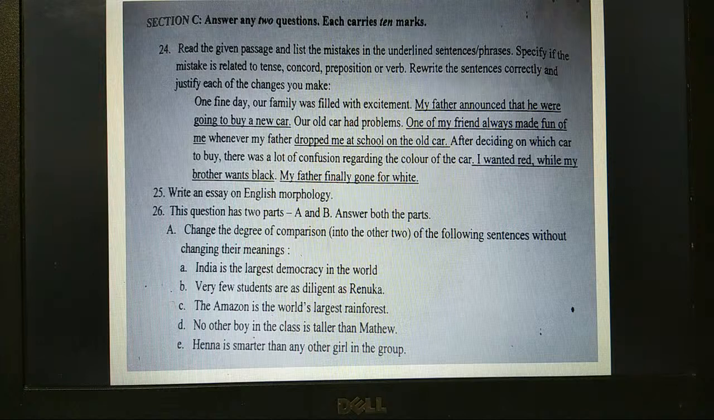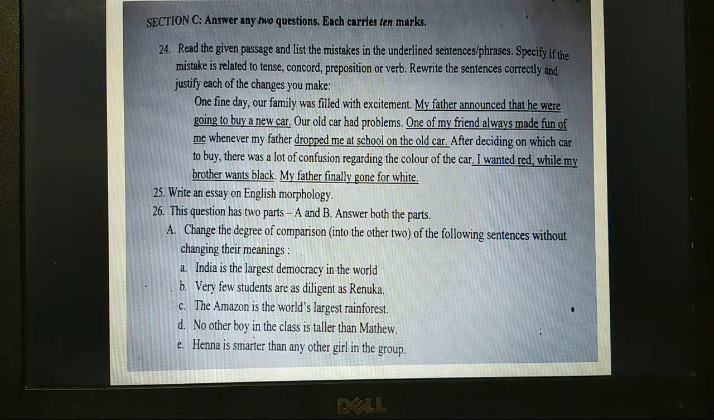Number one, read the given passage and list the mistakes in the underlined sentences or phrases. Specify if the mistake is related to tense, concord, preposition, or verb. Rewrite the sentences correctly and justify each of the changes you make. So, what you have to do is just point out the mistake. You will write down first the mistake, then you will have to say what the mistake is.